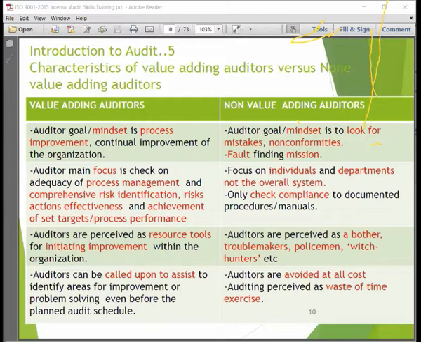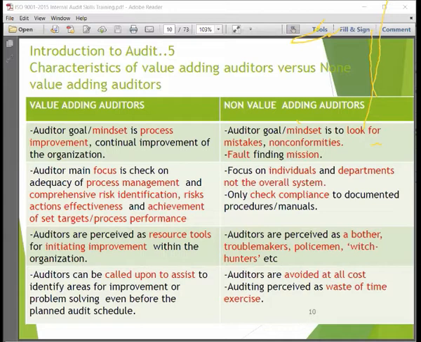Auditors are perceived as resource tools for initiating improvement within the organization. So if you have value-adding auditors, even your perception in the organization will be seen as people who can initiate improvement. They are resource tools. On the other side, non-value-adding auditors are perceived as a bother, troublemakers, policemen, witch hunters, and all kinds of names that you can give them.